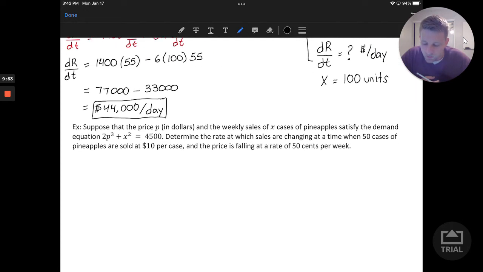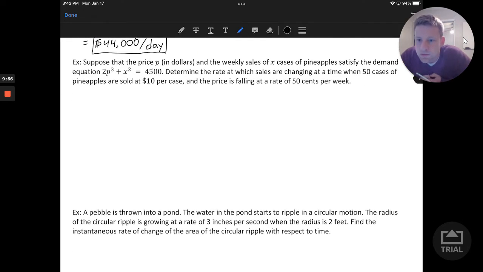Let's go ahead and jump into number 2. Suppose that the price, P in dollars, and the weekly sales of x cases of pineapples satisfy the demand equation 2P cubed plus x squared equals 4,500. Determine the rate at which sales are changing at a time when 50 cases of pineapples are sold at $10 per case, and the price is falling at a rate of 50 cents per week.